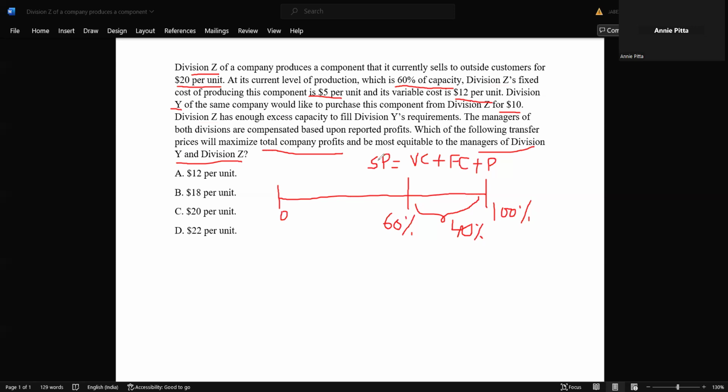Since the fixed cost is already absorbed, when they are utilizing the unused capacity, the cost which would be incurred by division Z is only the variable cost. Only the variable cost would be incurred, and that variable cost is $12 per unit. That is all that will be incurred by division Z. So variable cost per unit is equal to $12 per unit.